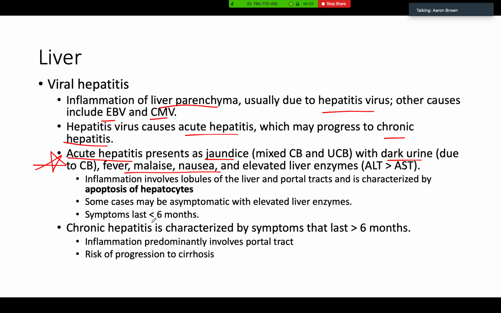For acute hepatitis, we look for less than 6 months of symptoms. Chronic is anything greater than 6 months, and you have that risk of progression to cirrhosis. If you have cirrhosis, then you have a risk of hepatocellular carcinoma. And so that's the other thing you should be worried about.